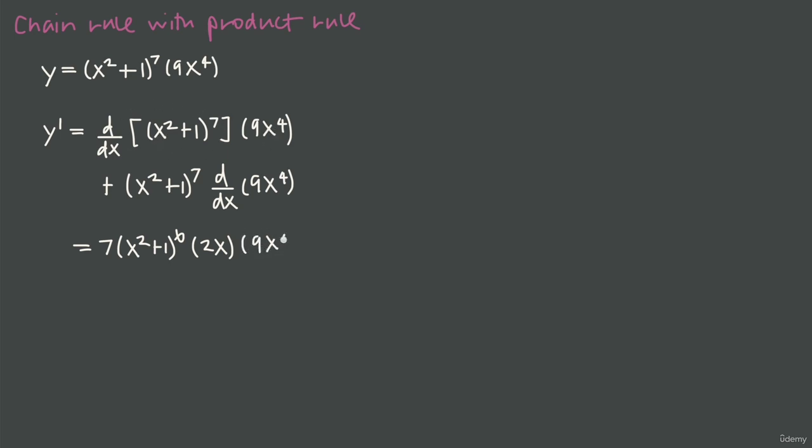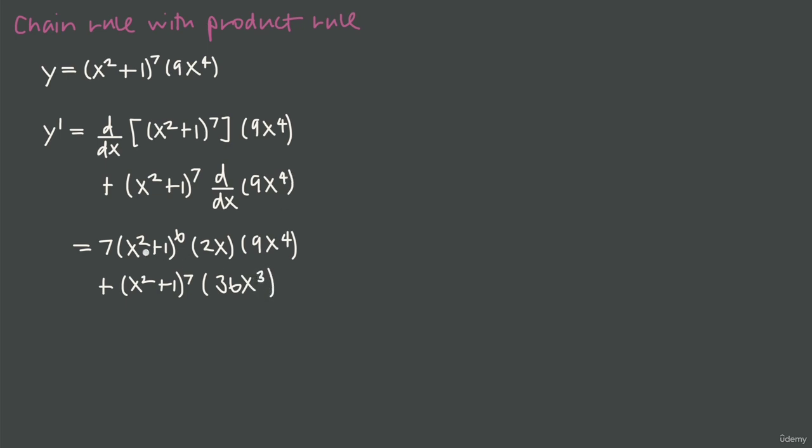We leave that alone. And then here, for the second part, we know we're leaving x squared plus 1 to the 7. And then the derivative of 9x to the 4 we can find just using power rule. We multiply this 4 by the 9 to get 36. So we say we're multiplying here by 36. And then we get x to the 4 minus 1, or 3.